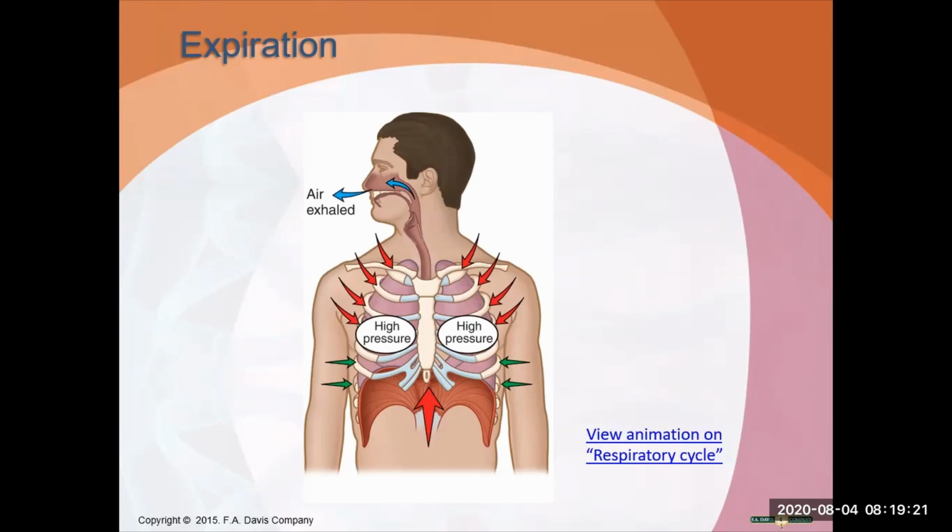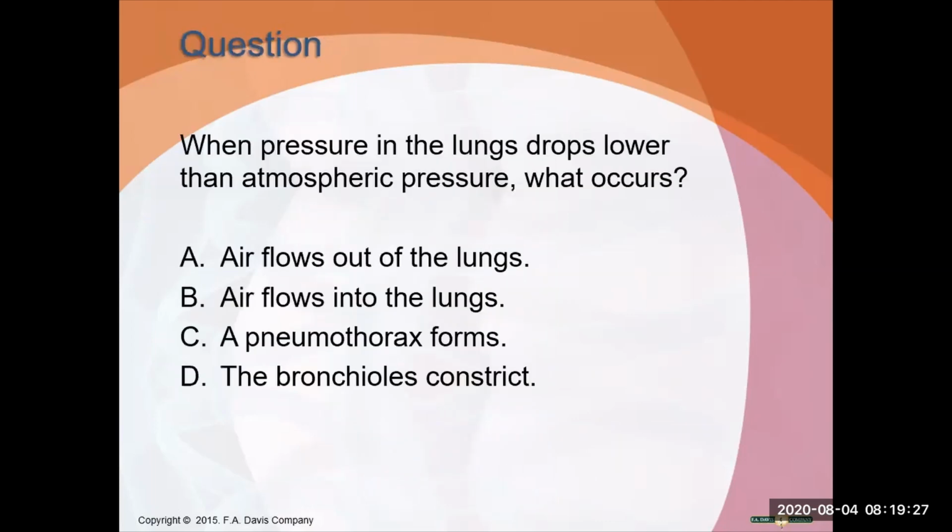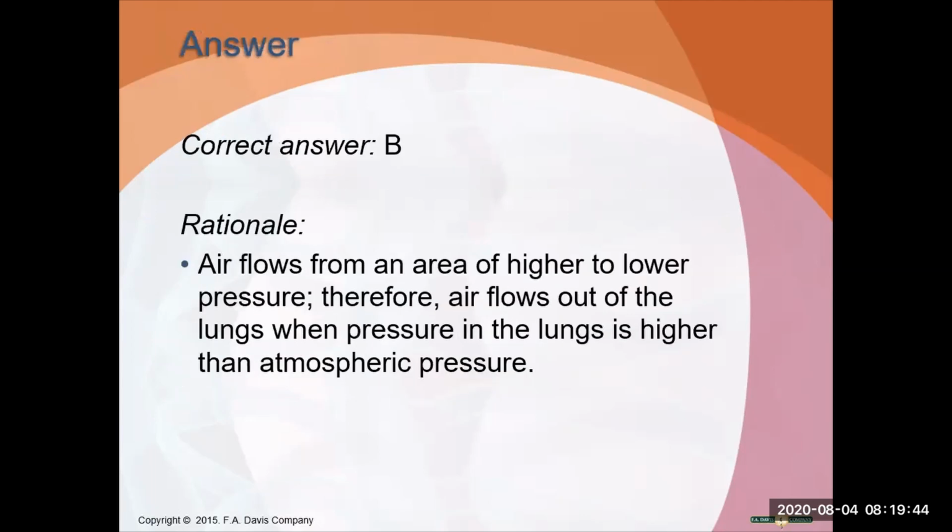Question: when pressure in the lungs drops lower than atmospheric pressure, what occurs? Air flows out, air flows in, a pneumothorax forms, or the bronchioles constrict. I'm going to say B, the air flows into the lungs. Air flows from an area of higher to lower pressure. Therefore, air flows out of the lungs when the pressure in the lungs is higher than atmospheric pressure.